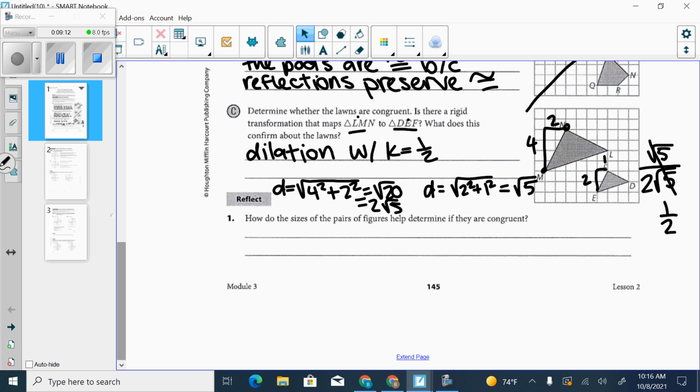So larger or smaller images means shapes aren't congruent.